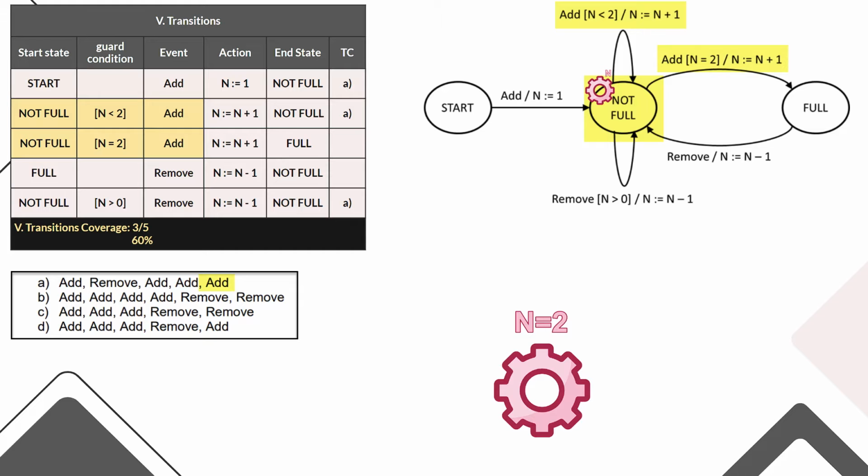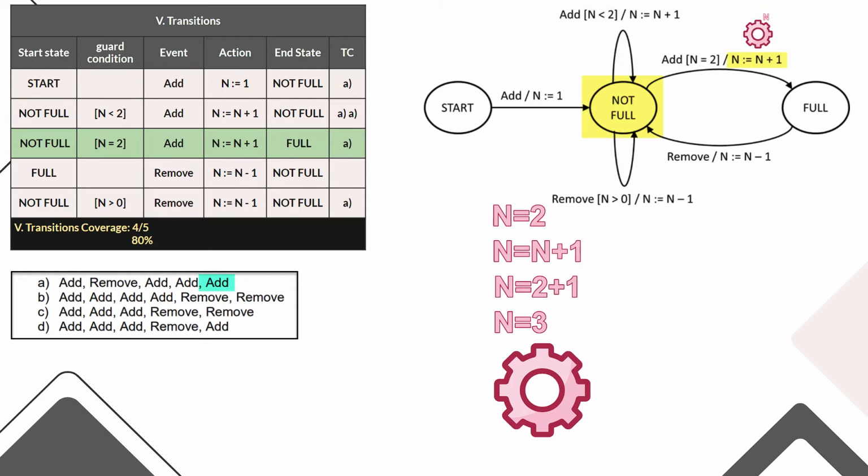And this is the add event again. We have already discussed the guard conditions of these two add events more than once. However, in the previous two cases, the value of the variable n was less than 2. This time, the variable n is equal to 2. The guard condition n equals 2 is true. Accordingly, this time the transition is from not full state to full state. Thus, the value of the variable n changes from 2 to 3 due to the action in the add event. The action is n = n + 1.